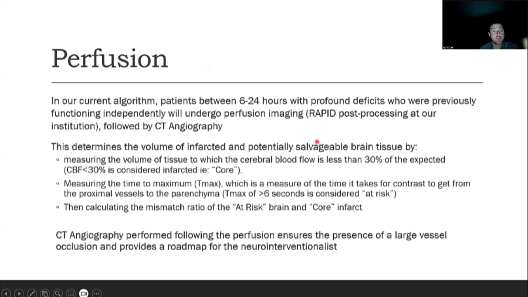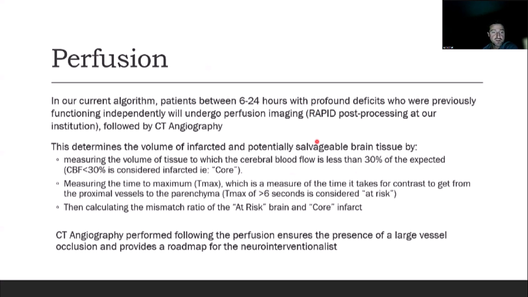So in our current algorithm, we incorporate perfusion imaging in the 6 to 24-hour window. These are for patients with profound deficits who were previously functioning independently. We then follow this with CT angiography just to confirm the presence of the large vessel occlusion. This determines the volume of infarcted and potentially salvageable tissue by measuring the volume of tissue in which the cerebral blood flow is less than 30% of expected. That's considered an infarct or a core infarct.